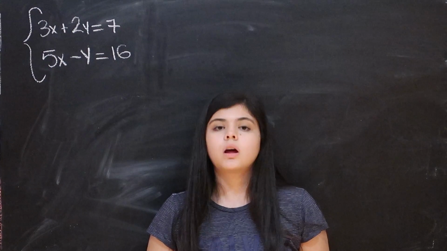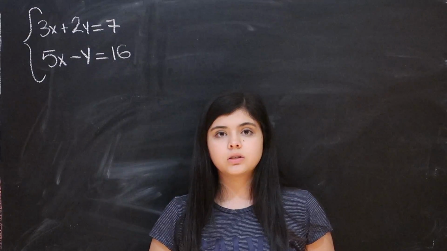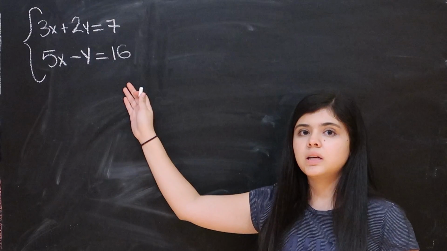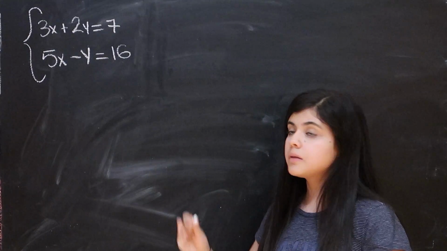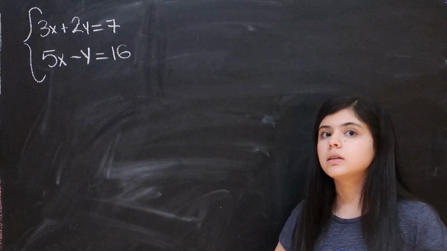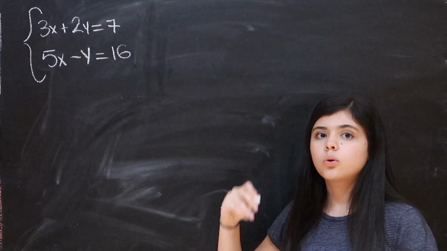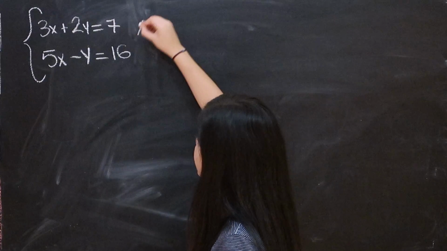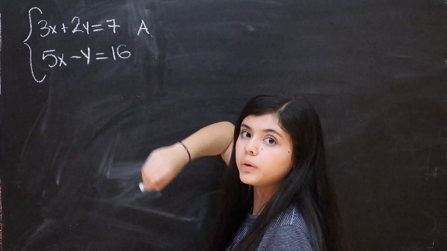This is a video on how to solve a system of linear equations using the graphing method. For this video, I'm going to be using this system as an example. Before I actually begin solving the system, I'm going to assign a letter to each equation in order to make the explanation easier. The first equation will be equation A, and the second equation will be equation B.